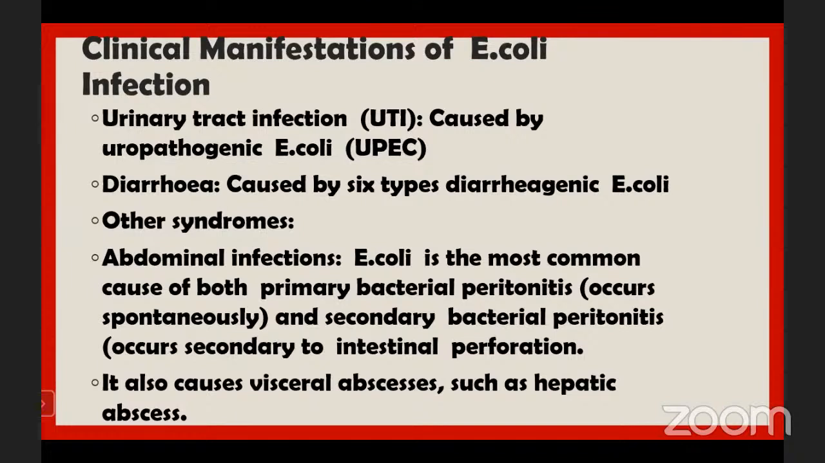Next one is the clinical manifestation of E. coli. Mainly, it will cause urinary tract infection, which is caused by uropathogenic E. coli, and it will cause diarrhea. It is caused by 6 types of diarrheagenic E. coli. Other symptoms are abdominal infection. E. coli is the most common cause of primary bacterial peritonitis, which occurs spontaneously, and secondary bacterial peritonitis, which occurs secondary to intestinal perforation, and it will cause visceral abscess such as hepatic abscess.